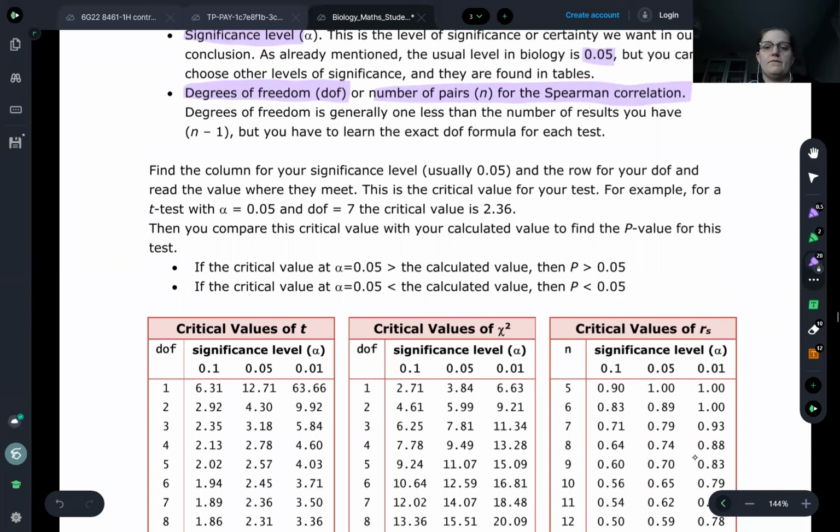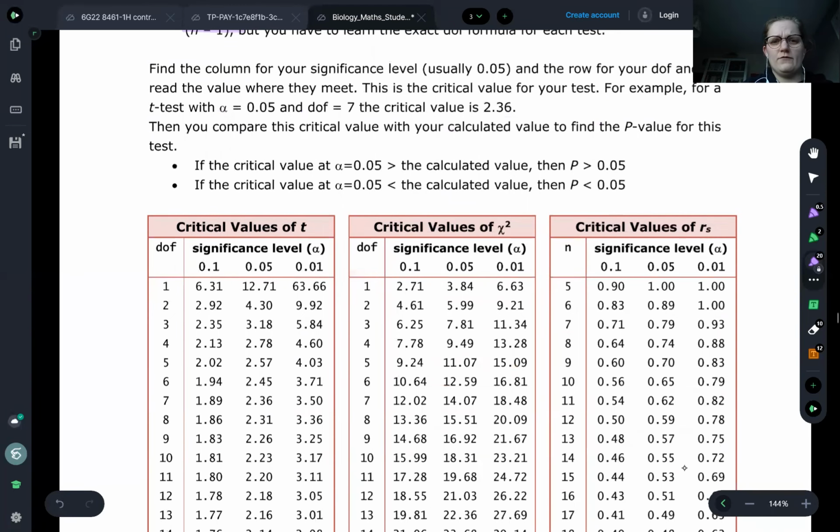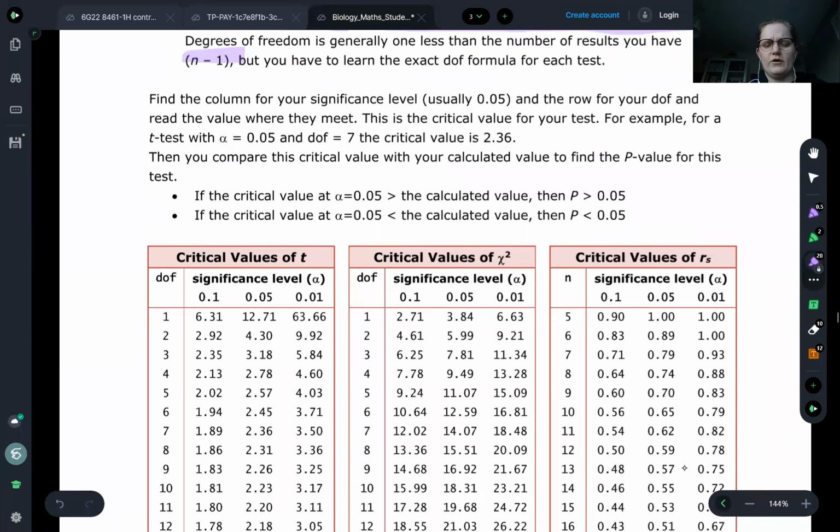Degrees of freedom is generally one less than the number of results you have, so n-1 basically. But you have to learn the exact degrees of freedom formula for each test. So we'll talk about one of them today, and then tomorrow we'll talk about a couple of others as well. So basically all you would need to do is find the column for your significance levels, so normally 0.05. So if you've done a t-test, you find the column for 0.05, which is here, and your degrees of freedom.